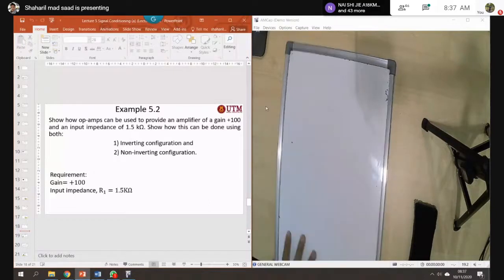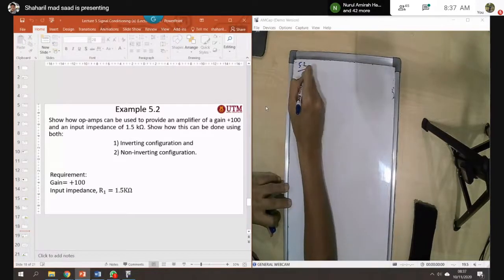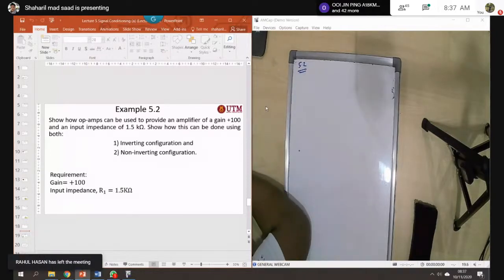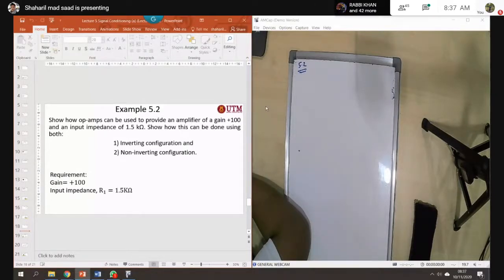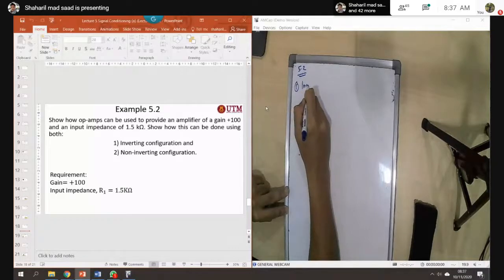Okay, so example 5.2 here. Show how an op-amp can be used to provide an amplifier of gain plus 100 and an input impedance of 1.5 kilo ohm. Show how this can be done using both inverting and non-inverting. So right now we want to do the inverting first.